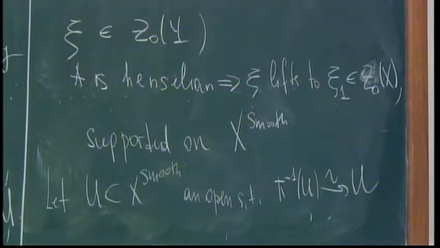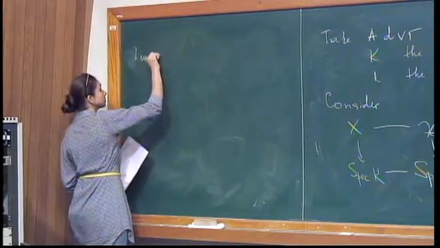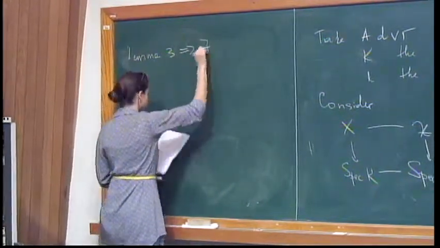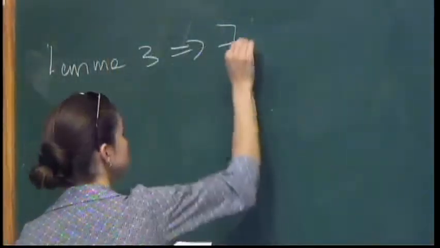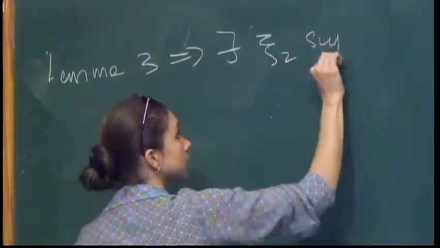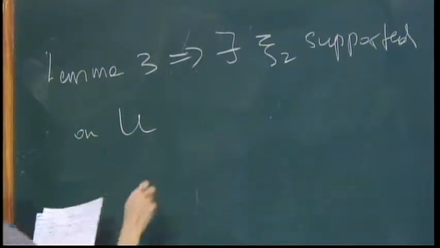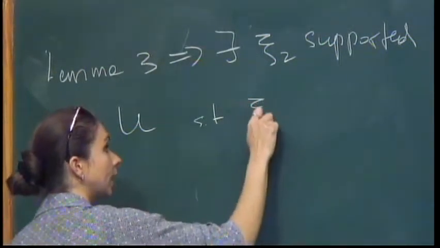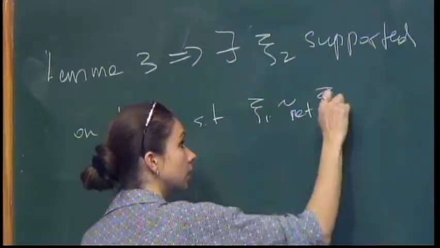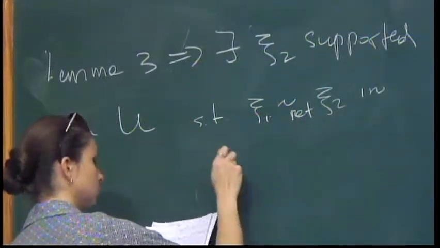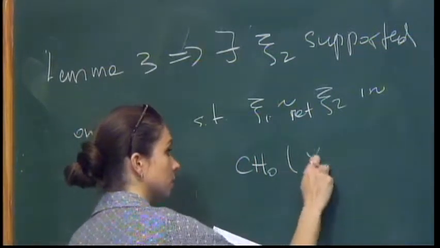Okay, maybe I write it here. So lemma 3 implies that there exists xi2 supported on U such that xi1 and xi2 are rationally equivalent in the Chow group of X smooth.